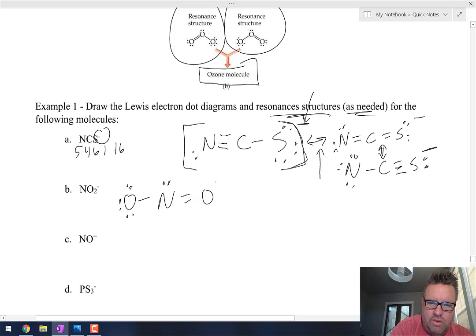And again, I'm doing this a little bit quicker. I'm not going through all the steps of the Lewis electron dot diagram, but you can put a double bond on the right-hand side. Again, put that negative charge up in the corner. And then we're going to move that double bond over to the left-hand side. Okay, so NO2 minus does have 2 different resonance structures.